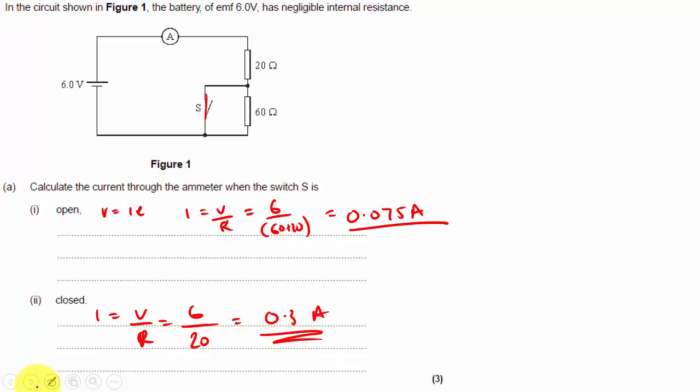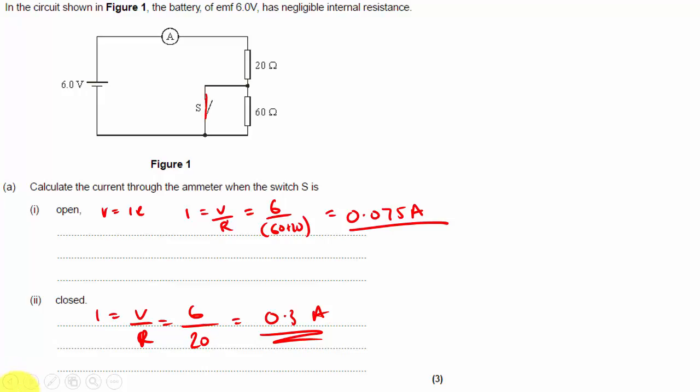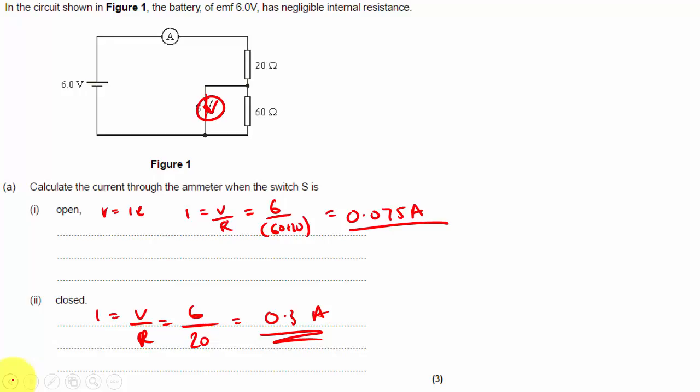Okay, so next step. The switch is now replaced with a voltmeter with infinite resistance. Determine the reading on the voltmeter. Just as a side note here, there's no such thing as a voltmeter with infinite resistance. They just have extremely high resistance, but this is an idealized situation, and you've also got the cells with practically zero internal resistance, so it's an idealized situation. So the idea is now this has been replaced with a voltmeter, and determine the reading on the voltmeter.